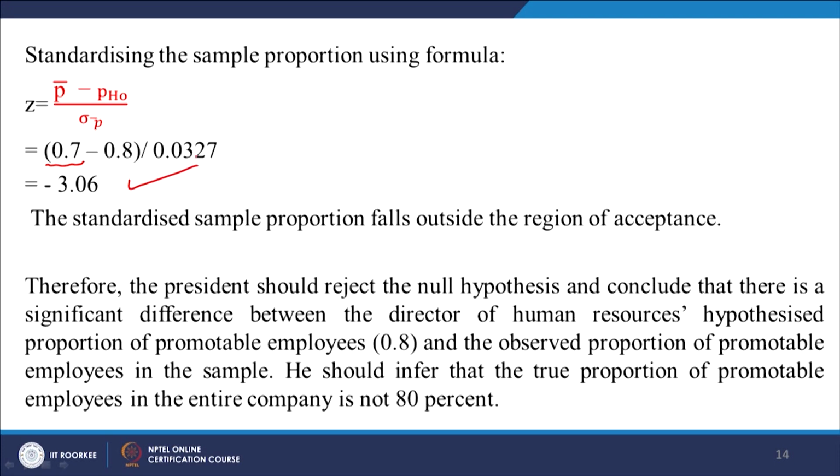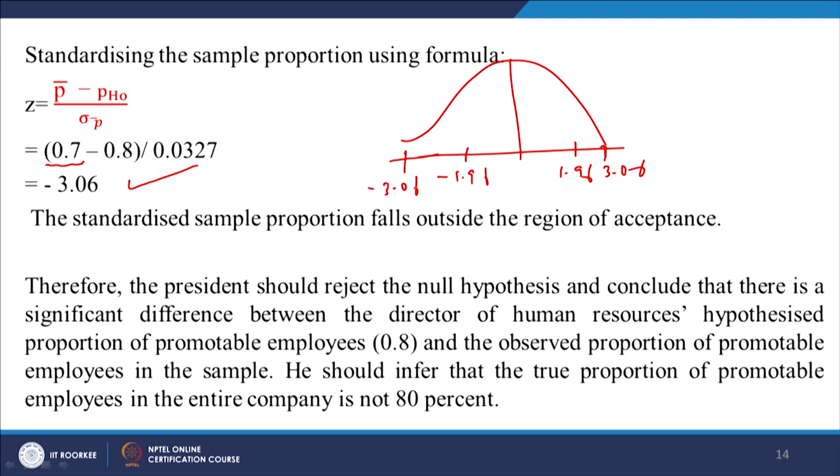What was our acceptable value? 1.96 on both sides, right, but now we are getting a value of 3.06. So, acceptance was allowed up to this level, but this is falling beyond the acceptable limit. Since the proportion falls outside the region of acceptance, in this case the null hypothesis is rejected.